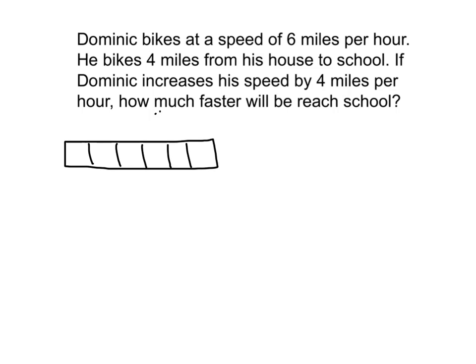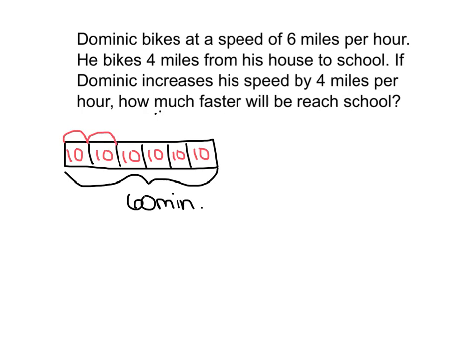So he does 6 miles in 1 hour, which is 60 minutes. So since there's 6 pieces, which equals 60 minutes altogether, that means each piece equals 10 minutes. So Dominic bikes 10 minutes for each mile. And it says he goes 4 miles from house to school. So 1 mile, 2 mile, 3 mile, 4. So 4 miles would take him 40 minutes.